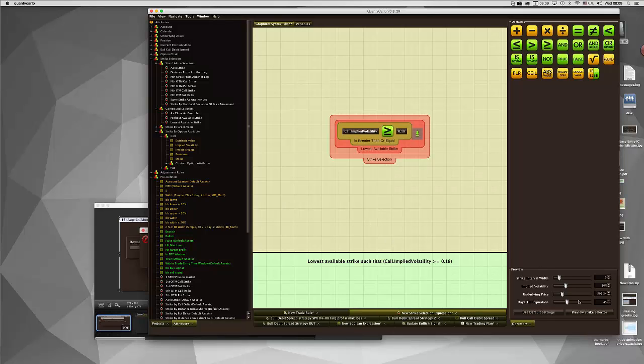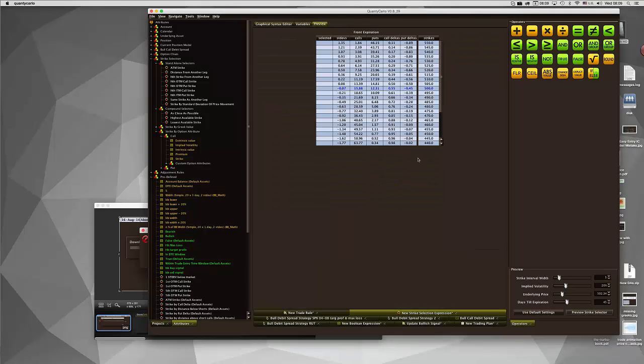And once again, it's just going to give us the lowest available strike, because all of the strikes are at the same implied volatility. So here's the one that was chosen in this case. It chose the 400 strike, which is the lowest strike that we have. But in a real market with a real volatility smile, you would get another strike. Jay, does that make sense?